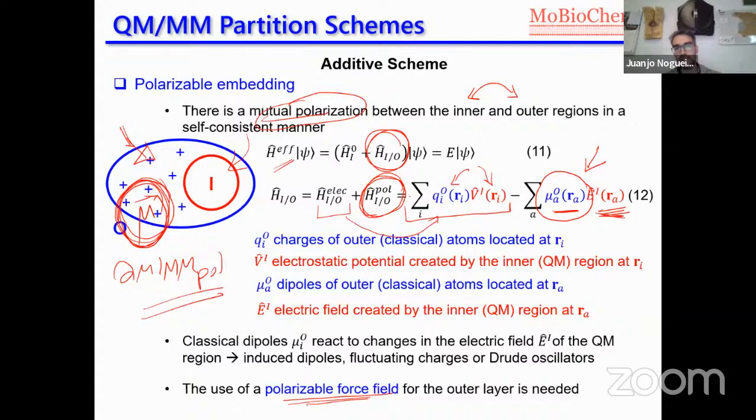Okay, so there are many ways to introduce this polarization in the classical region. Probably the three most important ones are the use of induced dipoles, fluctuating charges, or Drude oscillators. There are many papers about all these three approximations. Today I would like to introduce the induced dipole approximation, which is likely the most employed one. For example, in AMBER, we have the Pol3 force field, which uses this induced dipole approximation.